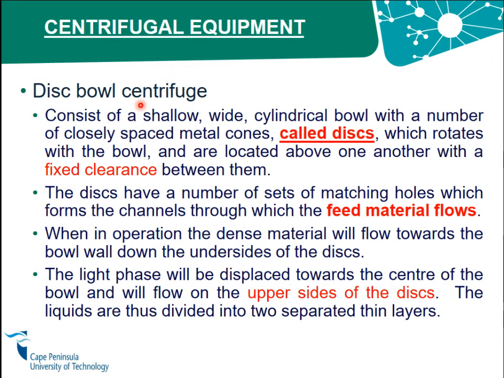The first one we look at is what we call a disc bowl centrifuge. This disc bowl centrifuge consists of a shallow cylindrical bowl with a number of closely separated metal cones, and these metal cones are called discs, which rotate with the bowl. As the bowl rotates, these discs also rotate. What is interesting is that they are located above one another with a fixed gap, or a fixed clearance, between them.